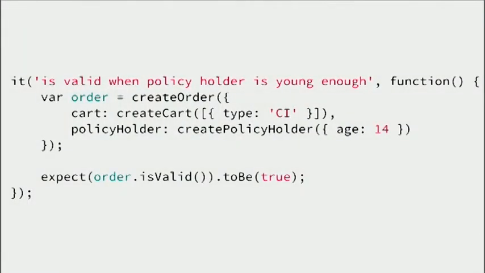Here, I've tried to have a better title. I also have what I call creation helpers. Create order, where I can pass in a cart and a policyholder. We see that I create a cart that contains one item, the child insurance. I create a policyholder, age 14, and I can see whether it's valid or not. Now, everything that we went looking for is within this test. It doesn't use any state outside of this test.